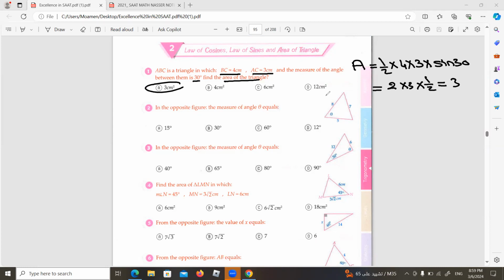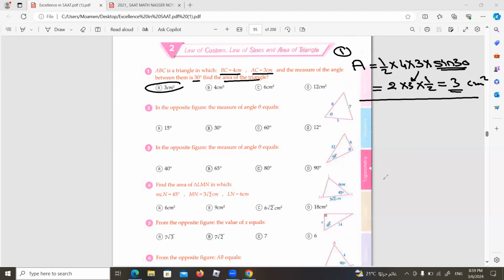Pay attention to this. Again, half of 4 is 2. I just write 3 as it is, and then after that, sine 30. What is sine 30? I don't have a calculator. You must know the famous angles. Sine 30 is equal to half. Half of 2 is 1. 1 times 3 is equal to 3. So 3 square units, which is centimeter squared. This is the answer of number 1.